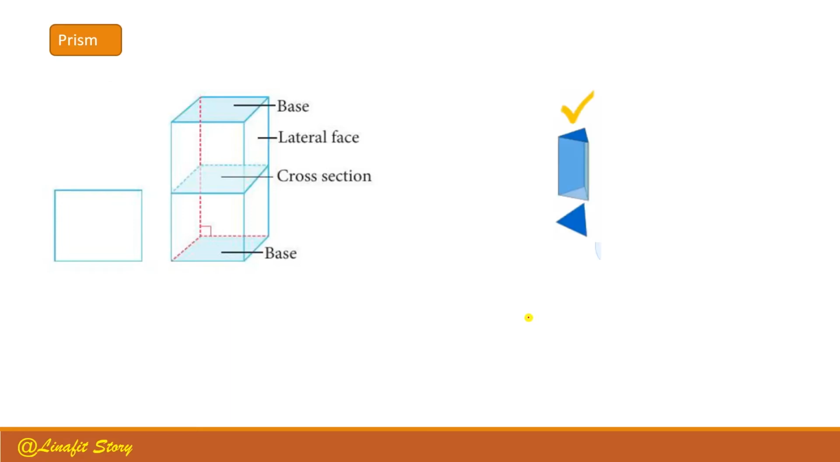A prism is a polyhedron, which means all faces are flat. How about a cylinder? A cylinder is not a prism. Why? Because it has curved sides. So, a polyhedron, no curved sides.